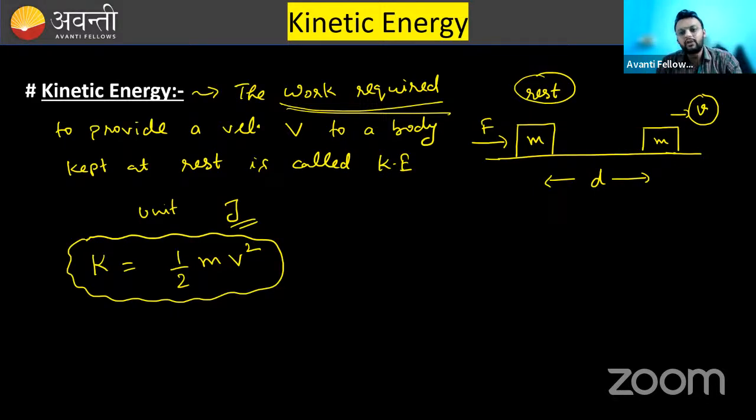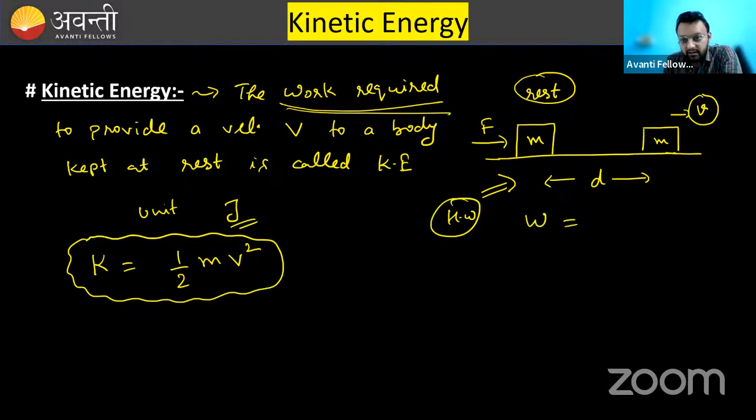Now, I am giving you a task: calculate the work done in this situation, and it should come to half mv square. Please do the homework. It's not good that you are not doing your homework, then you will lag. Sometimes you will forget things, I mean forget the logic and the concept, if you do not try your homework. Okay. So what is your task?